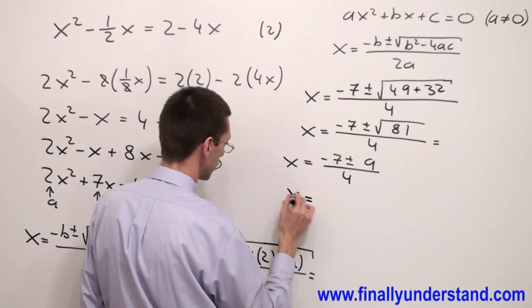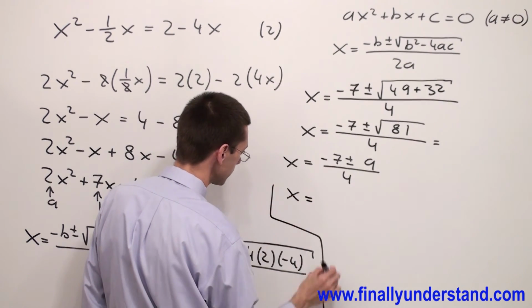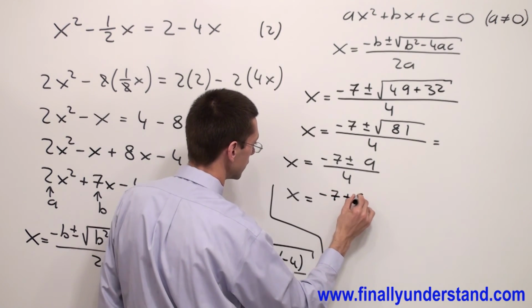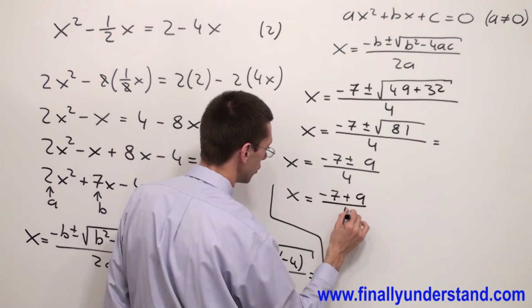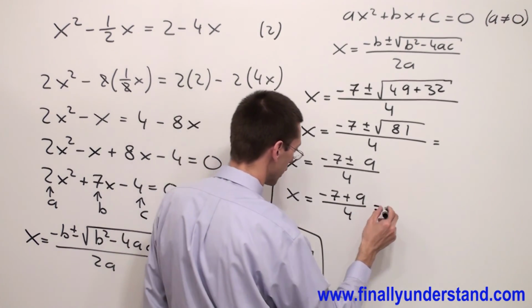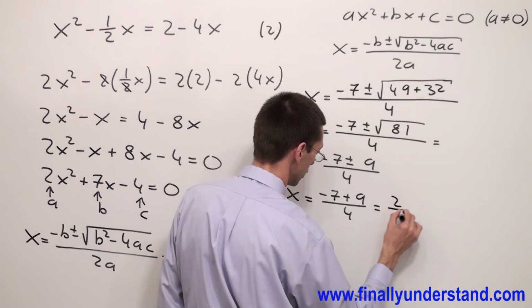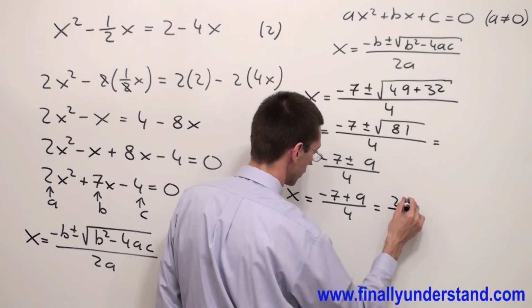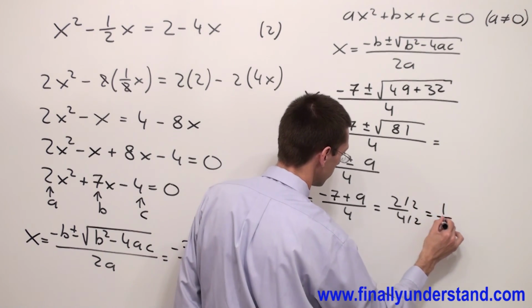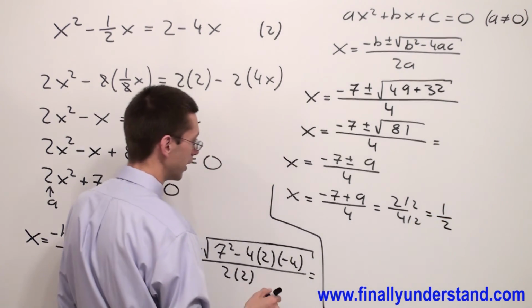x is equal to minus 7 plus 9 over 4. Negative 7 plus 9 is equal to 2 over 4. If I reduce this fraction by 2, I end up with 1/2. This is one of my answers.